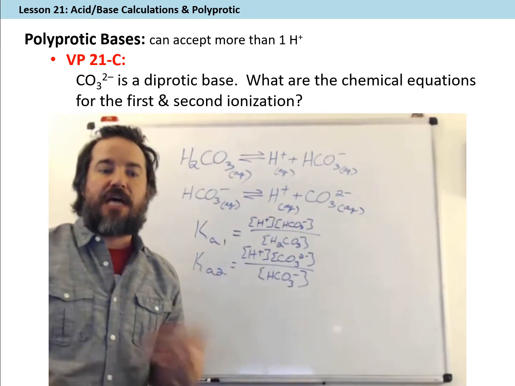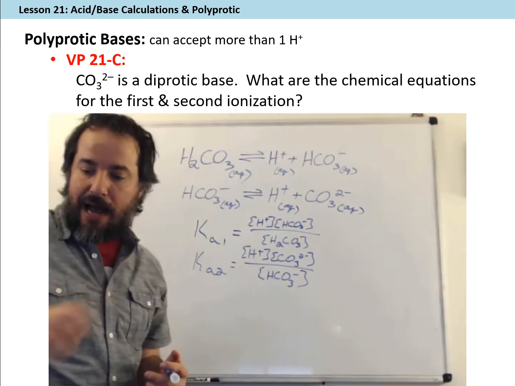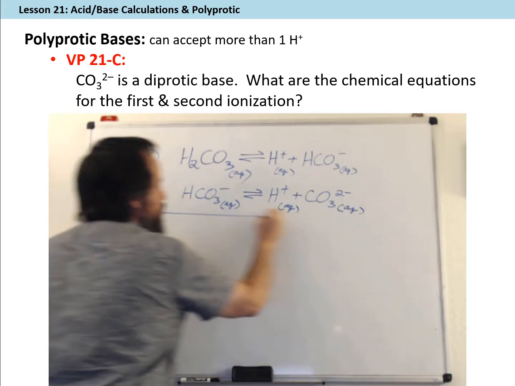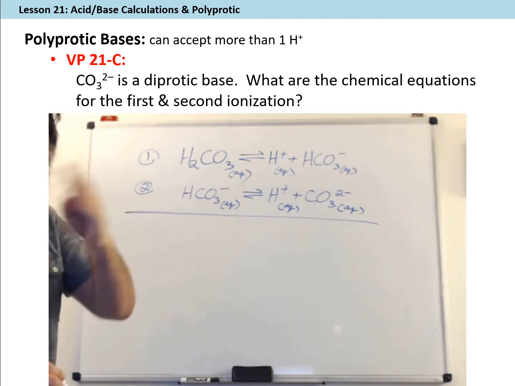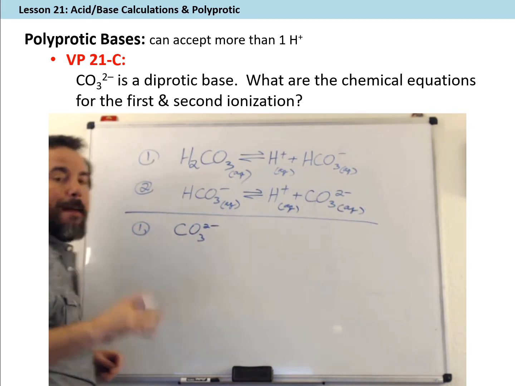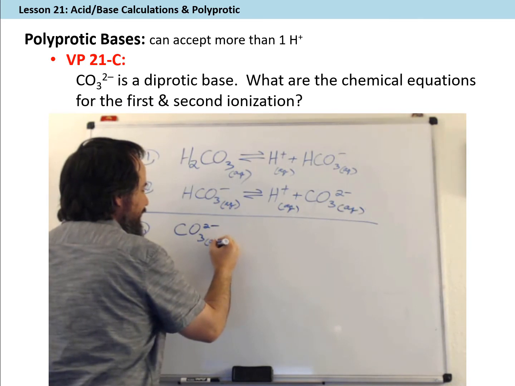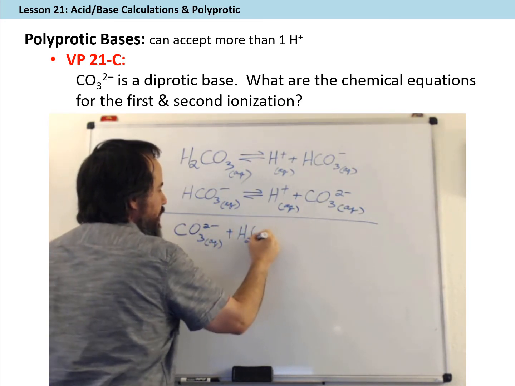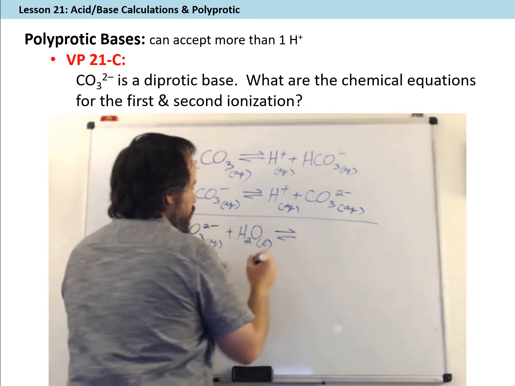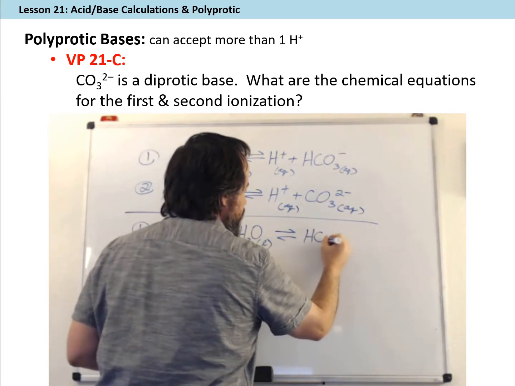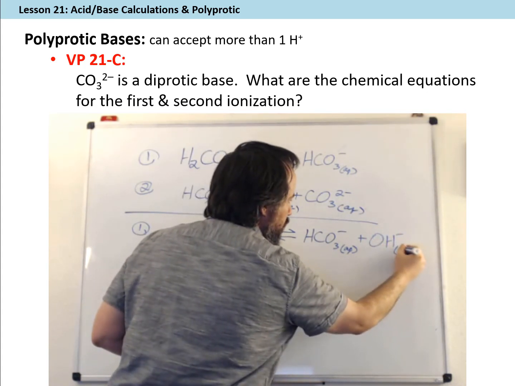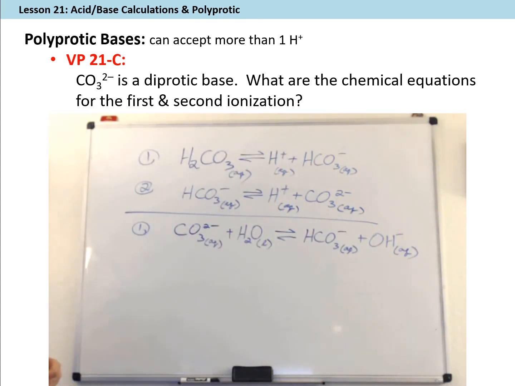We can also have diprotic bases. Diprotic bases accept two hydrogens, okay? So this was my diprotic acid. Let's do it for CO3 2 minus. We're told it is a diprotic base, okay? So it's going to gain an H+. And where does it gain it from? It gains it from water. Why? Because it's aqueous, so it's in water. All right, so it's going to gain that H+, and it's going to leave behind OH minus.